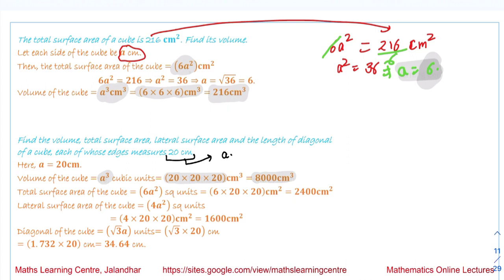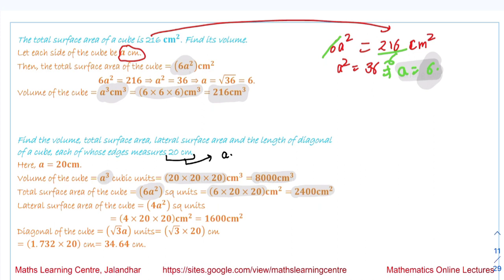The total surface area is 6a square. The formula we know is 6a square. So you must learn or remember these formulas. So 6a square means it is 6 times 20 into 20. The answer you will get is 2400 centimeter square.